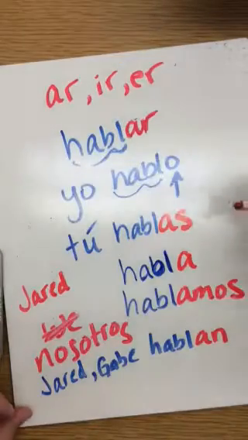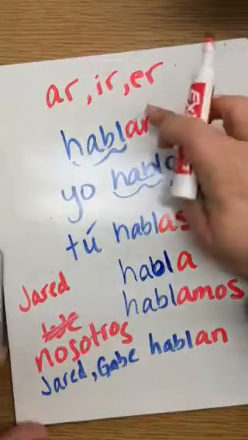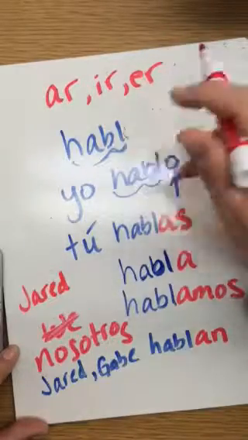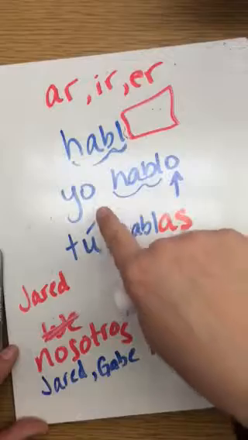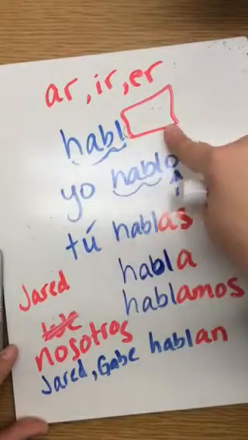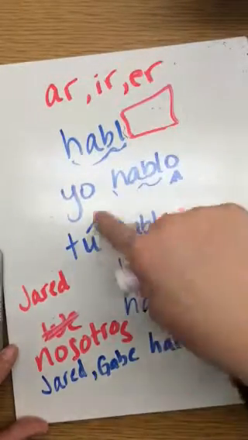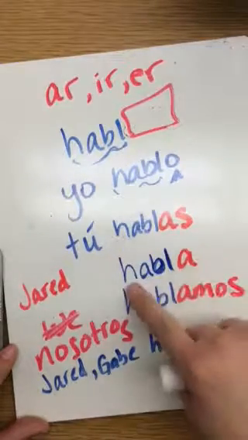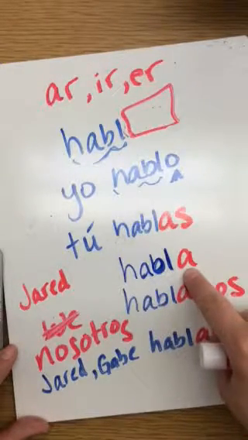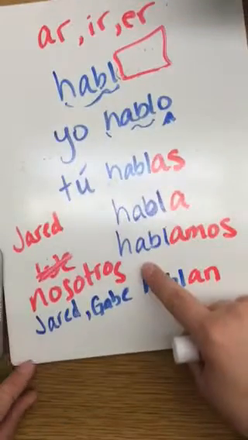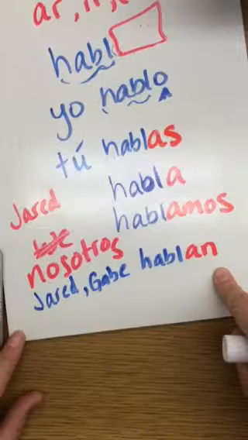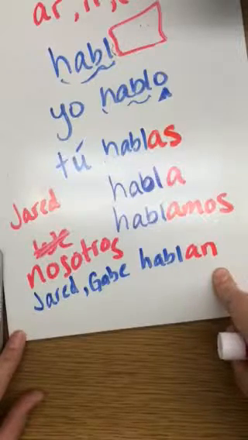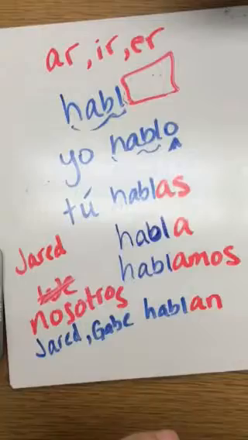Nice. But once I want to get rid of the to part and give it a subject, I got to add something here on the end. So I end up with yo hablo, hablo, I talk. Tú hablas, you talk. Habla, he or she talks. Hablamos, we talk. Hablan, they talk. Or ustedes hablan, y'all talk. So let's look at another AR verb.